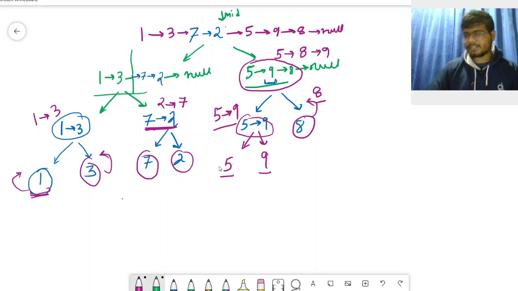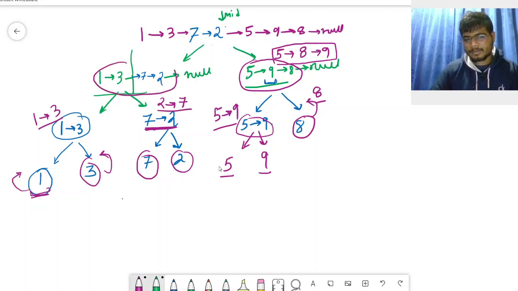Right. Since we know how the function works because we have done that in the previous video, I hope you know why and how it came to this conclusion, right? Okay, same goes with here. 1 and 3 sorted, 2 and 7 is sorted. So when at this point we merge them, eventually we will get 1, 2, 3, 7.